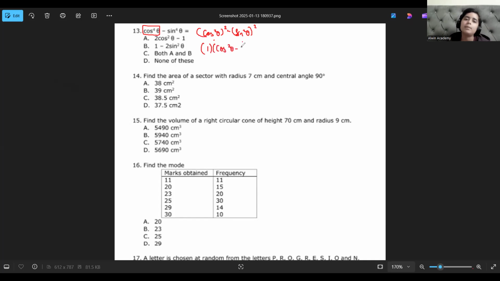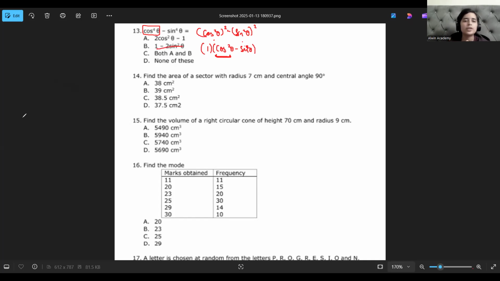cos square theta minus sine square theta. But this is not given in any of the options. Now, if I put in the value of cos square theta as 1 minus sine square theta, what would this become? 1 minus sine square theta minus sine square theta. So it would actually become 1 minus 2 sine square theta. This one, option number B.